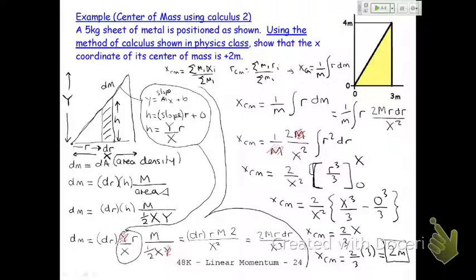Yes? Before you integrated, where did you get the r squared from? Let's have a look. Which line are we on? The one where you crossed out the m. Oh, because I have an R here, and I have an R there. Yeah. And people, because they're separate, people sometimes miss them.